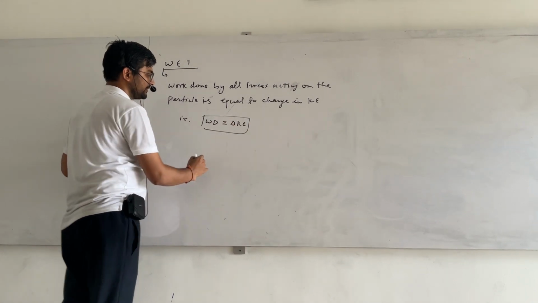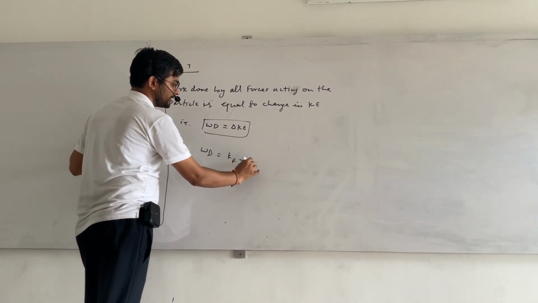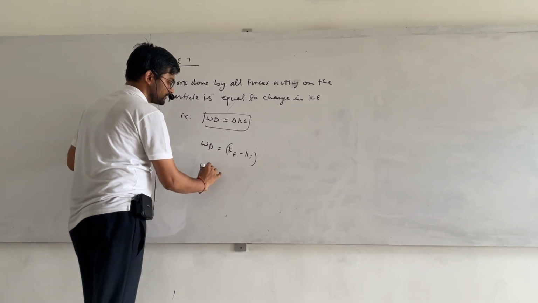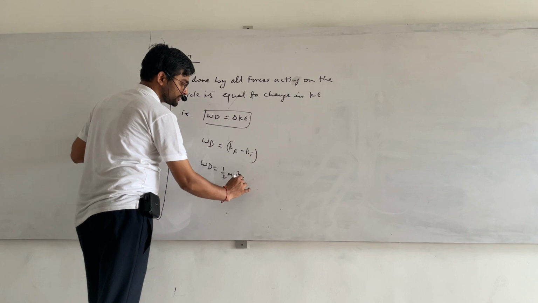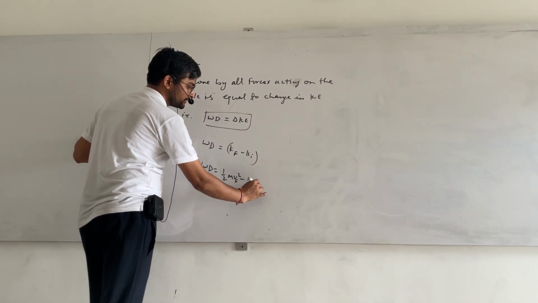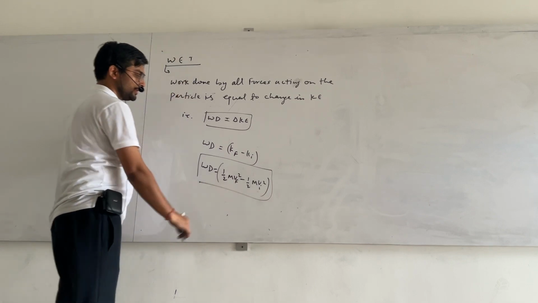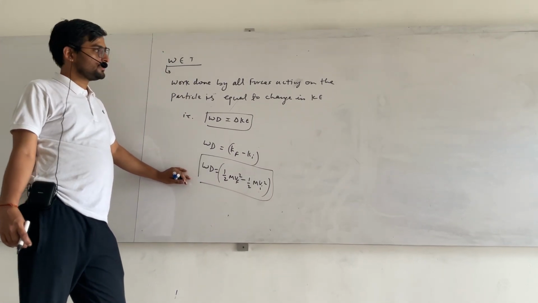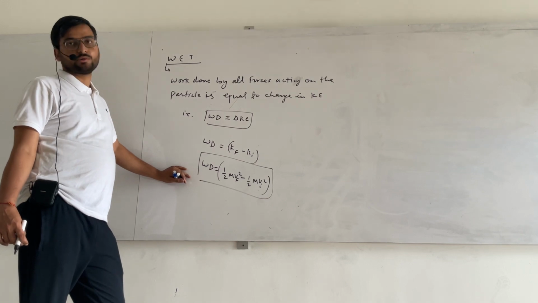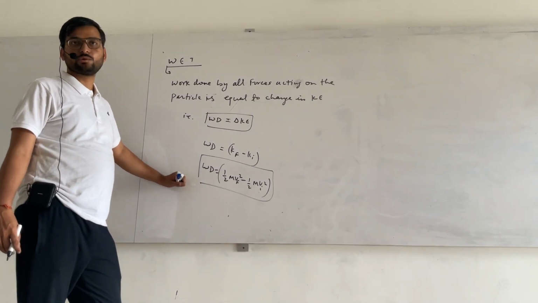What this means is that work done is equal to K final minus K initial. That is, work done is equal to half m v final square minus half m v initial square. This is the work energy theorem. But if we know where this theorem came from, I will give you a proof of this theorem, so that we learn where it comes from.